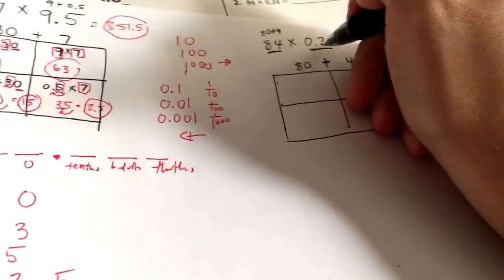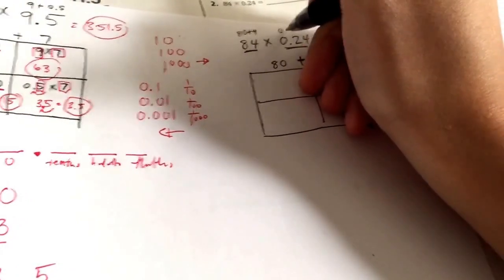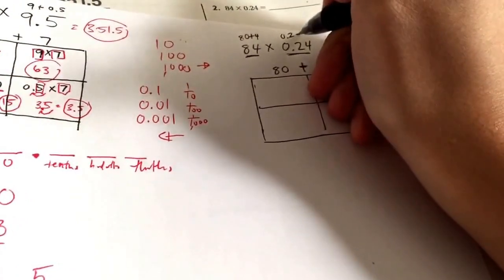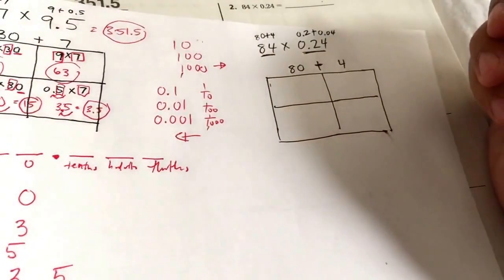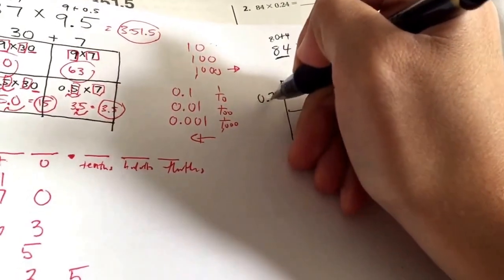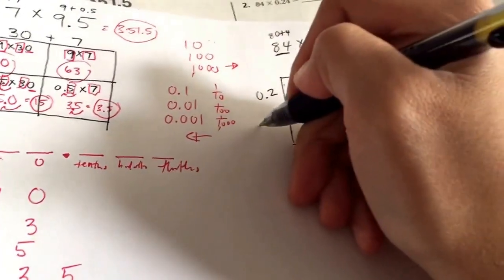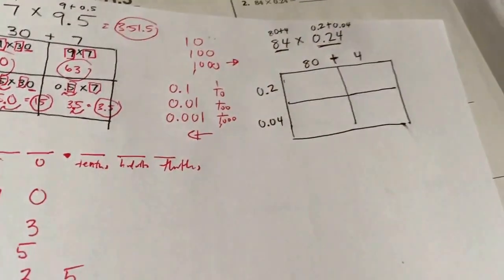That being said, hopefully you paused the video. The 2 is in the tenths place, so you have 2 tenths. The 4 is in the hundredths place, so you have 4 hundredths. It should look something like that. 2 tenths, 4 hundredths, 24 hundredths.